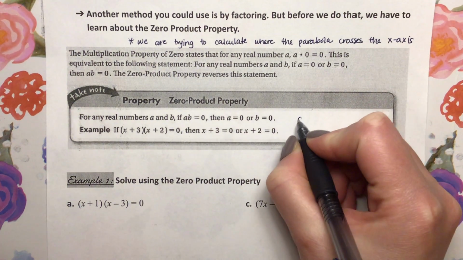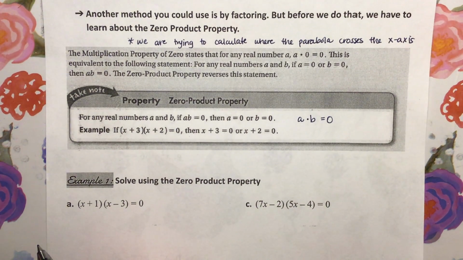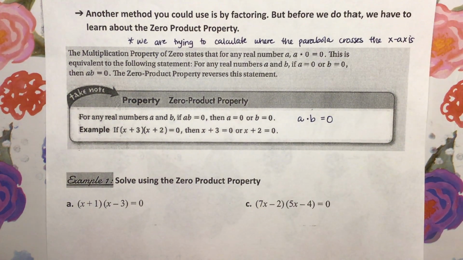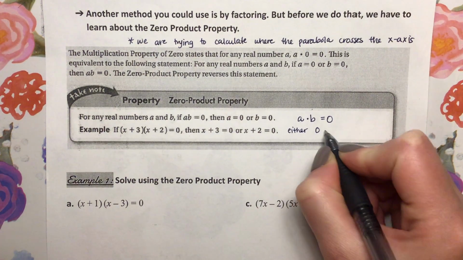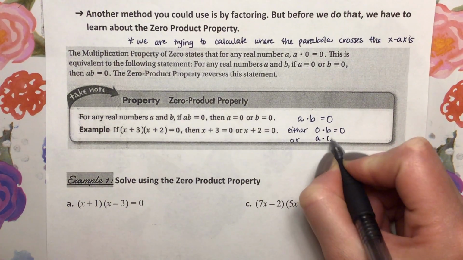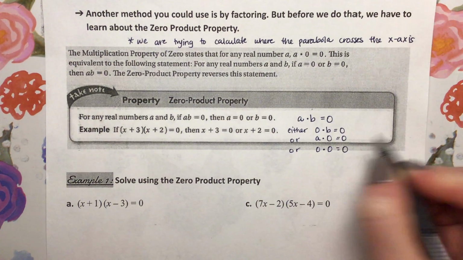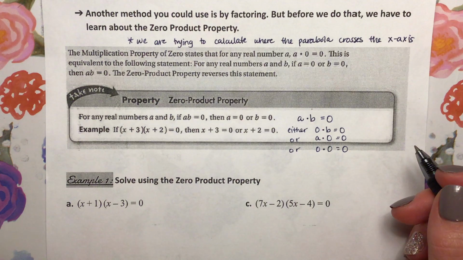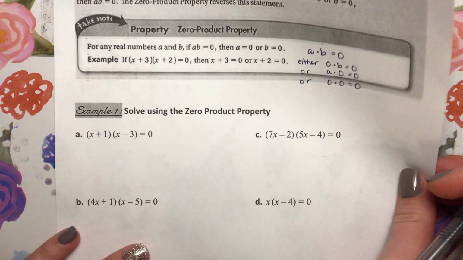We've got a times b is equal to 0. What is the only way that we can get a number to multiply to 0? Either 0 times b equals 0, or a times 0 equals 0, or they're both 0 and 0 times 0 equals 0. There's no other way around this. Either a or b or both of them have to equal 0. So we can now apply that down here.